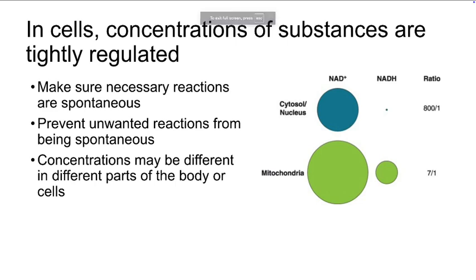So for today, if we take a look at this same system, we're talking about biological systems. And in cells, the concentrations of our individual substances are highly regulated. If we look at the cytosol or in our nucleus, the concentration of NAD+ to NADH is 800 to 1. If you move into the mitochondria, it's now 7 to 1. Whoa, that's wicked. Why? What's the role of the mitochondria?